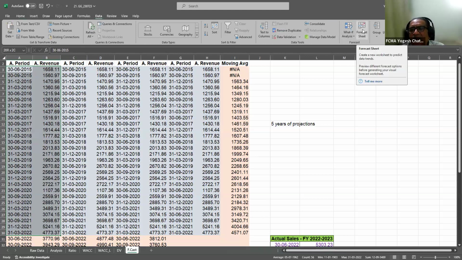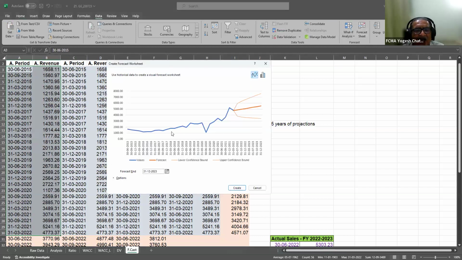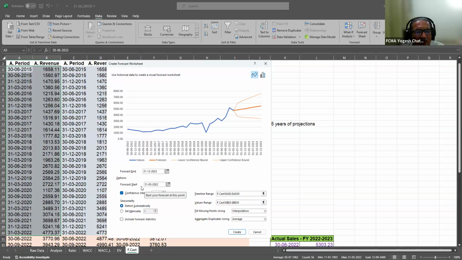That function will create a new worksheet to predict the data trend. When I click here, it provides me this data, and I need to make adjustments in the options. Now here it is giving me a projection for just 1 year, but I need it for the next 5 years. So I will adjust this period. The starting period is 31st of March 2022. I will end this projection at 31st of March 2027.